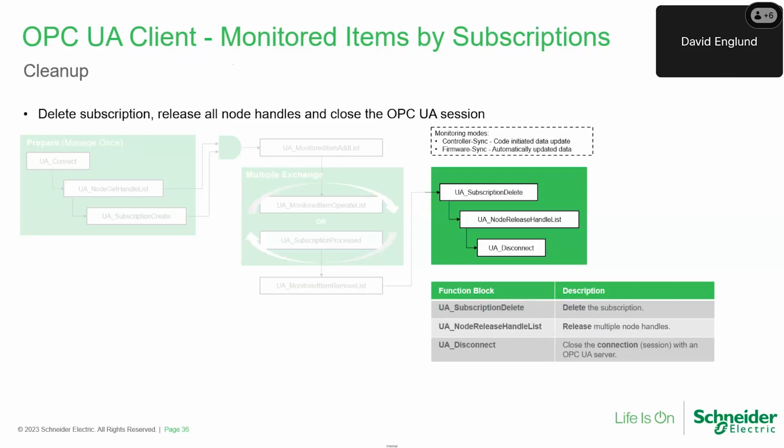Now we'll look at the cleanup phase for a subscription. This is very similar to the cleanup phase for explicit reads and writes. The only difference is that before we release the node handles and disconnect, we first must delete the subscription. The UA subscription delete instruction does this. Now we can call the UA node release handle list and the UA disconnect blocks to finish the cleanup.